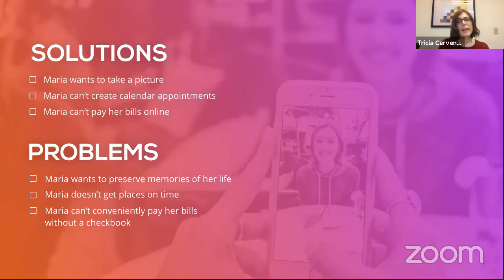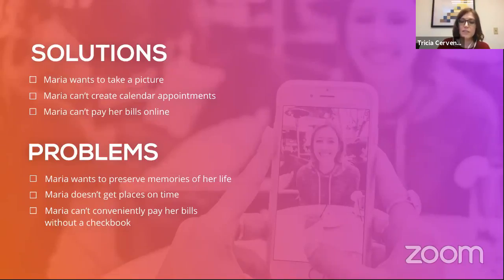And so getting deep down into what problems our users have is really core to being able to make sure that we're building the right thing. And so how do we do this?